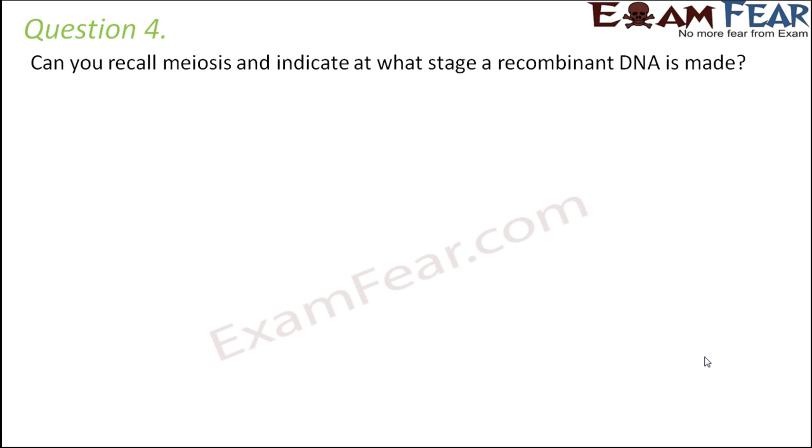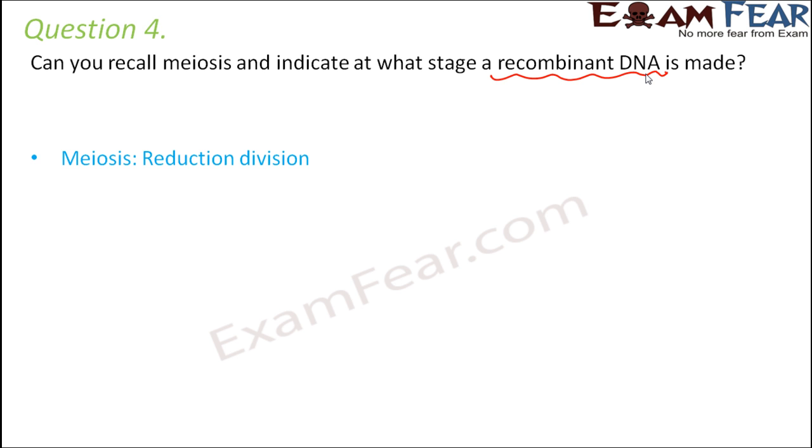Can you recall meiosis and indicate at what stage a recombinant DNA is made? Now, whenever we talk about recombinant DNA, recombinant DNA is formed by recombination. That means combination of two different things. Now, when you talk about recombination, you remember which stage of meiosis?